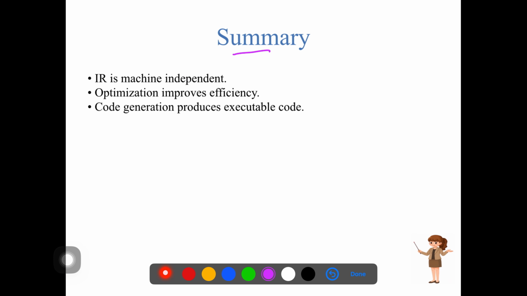Summary. Intermediate representation is machine independent. Optimization improves the efficiency. Code generation produces the executable code.